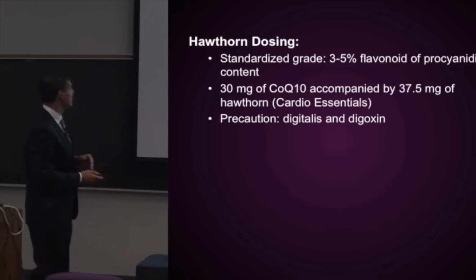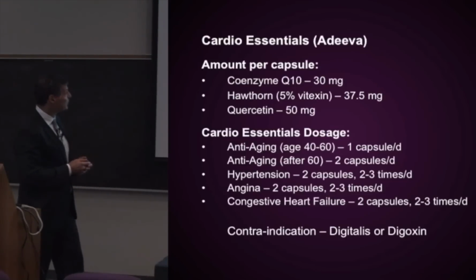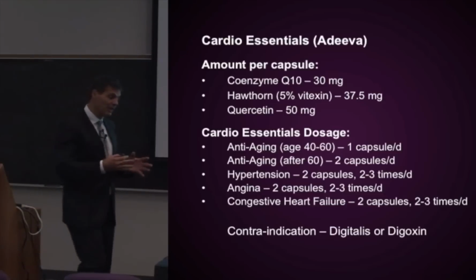It's what I take. For anti-aging purposes, I take 1 capsule from age 40 to 60. After age 60, I would take 2. If a person has high blood pressure, I'd give them 2 capsules 2 or 3 times a day. For angina, about the same. For congestive heart failure, you might want to take it up to 3 times a day, 2 capsules.